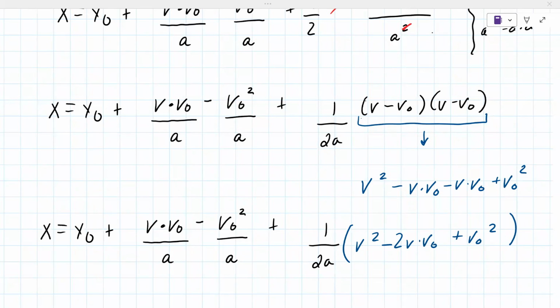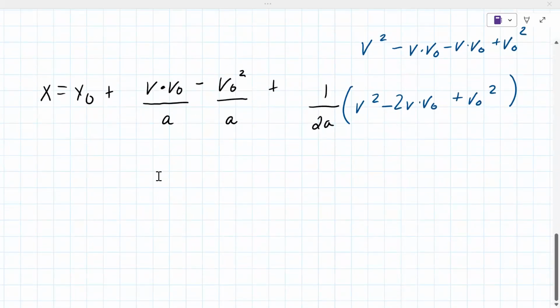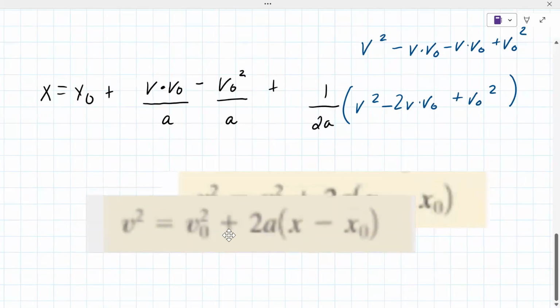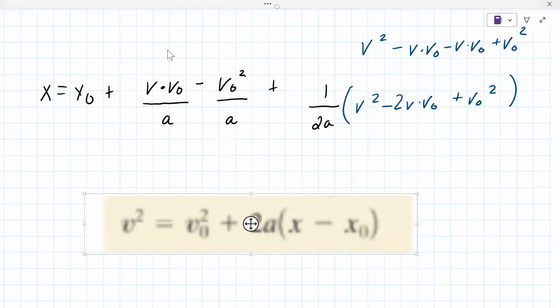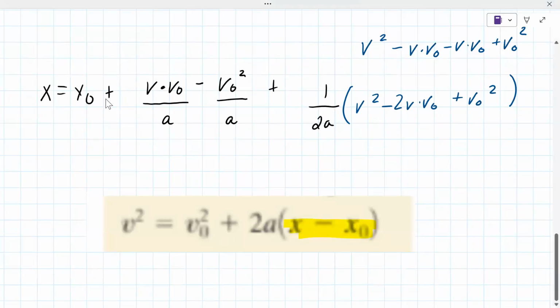Okay. So now at some point we have to look ahead to the answer, and that's what I want to do now. And draw your attention to something really important. This is what we're trying to get to. And what I want you to see here is that there's an x minus x0 right there. So to get that from your current line, you have to move the x0 to the other side of the equation to get an x minus x0.